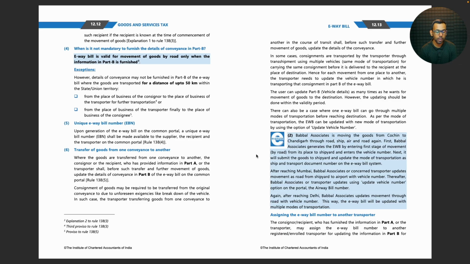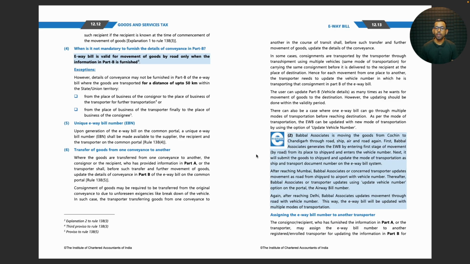Rule 138 Subrule 5. Consignment of goods may be required to be transferred from the original conveyance to another conveyance due to unforeseen exigencies like breakdown of the vehicle. In such cases, the transporter transferring goods from one conveyance to another in the course of transit shall, before such transfer and further movement of goods, update the details of the conveyance.